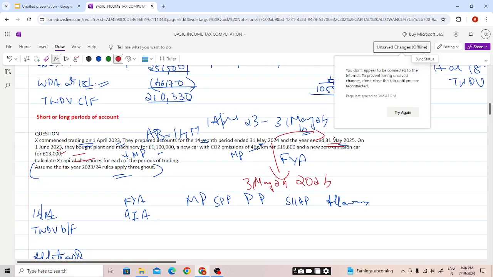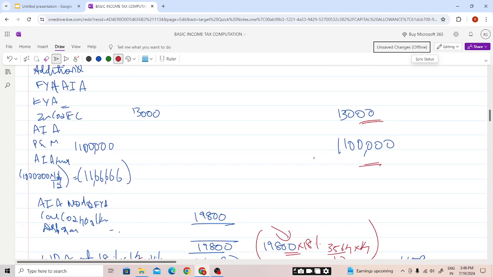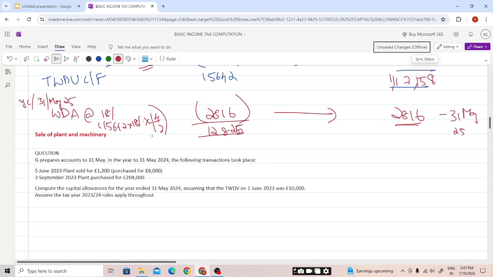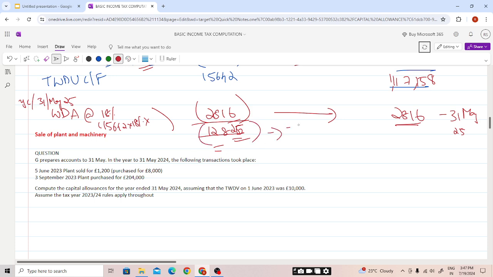This will be exactly 12 months now. So April, May, after May, June. So from June to May, it is a 12 month period only. So no need of apportioning it, because the period of accounts is exactly 12 months. 15,642 into 18%, that is 12,860. By reducing, we will get our tax written down value carried forward.